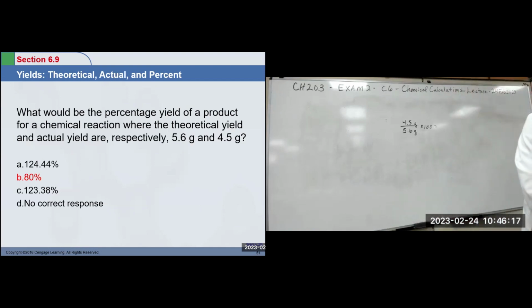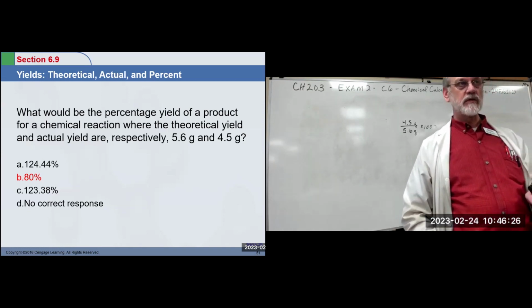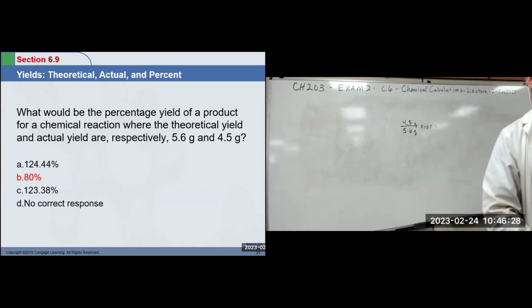Now, it's possible to get more than 100%. If you do that, that means you've got contamination, right? Because you're not going to get more than 100% product.